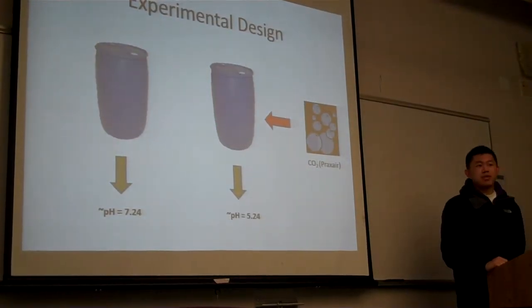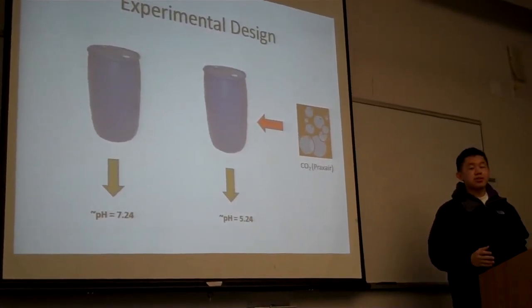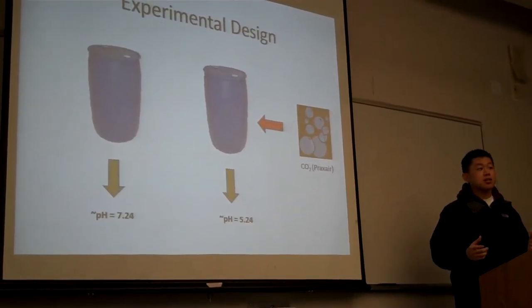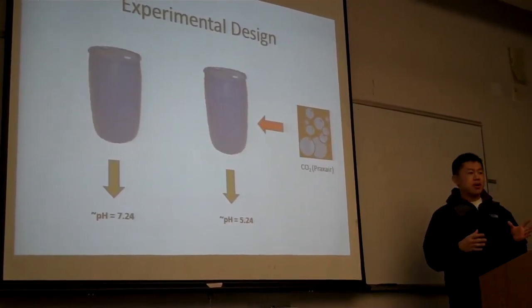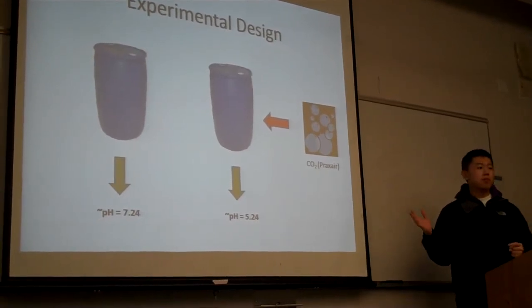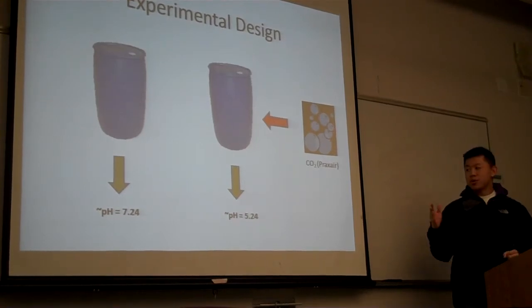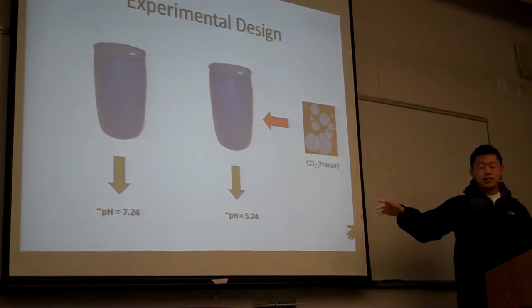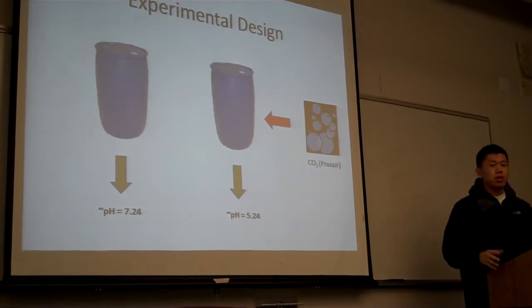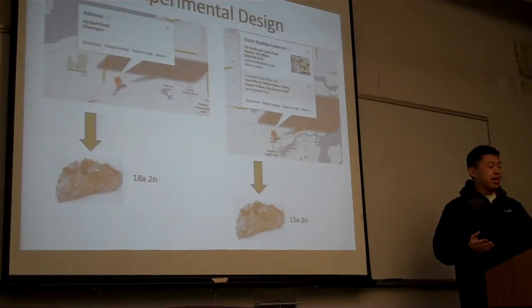For our experimental design, we wanted to study the effects of ocean acidification on oysters. The way we planned to do it was that we took two 55-gallon barrels. We filled them each about halfway to three-quarters with seawater. In one of them, we bubbled in carbon dioxide, and we measured the pH. It was relatively constant around a pH of 7.24 for the control and 5.24 for the one with the carbon dioxide in it.